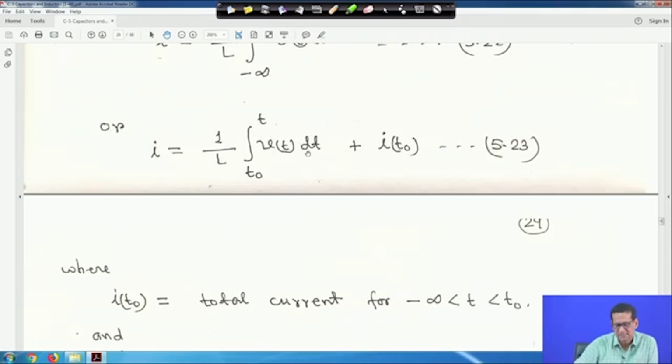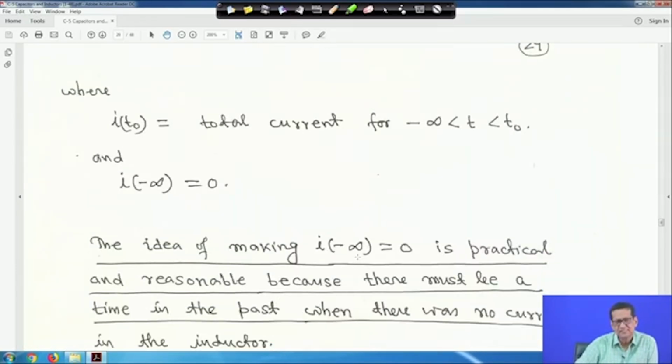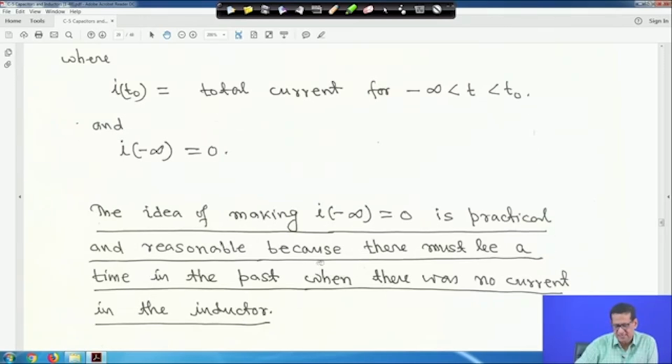If you integrate, same as the capacitor, same philosophy, it will be 1 upon L, integral from t0 to t of V(t) dt, plus I(t0). That is equation 23, where I(t0) is the total current for the period from minus infinity to t0, and I(minus infinity) we always take as 0. Making I(minus infinity) 0 is practical and reasonable, because there must be a time in the past when there was no current in the inductor. It is a very practical assumption.